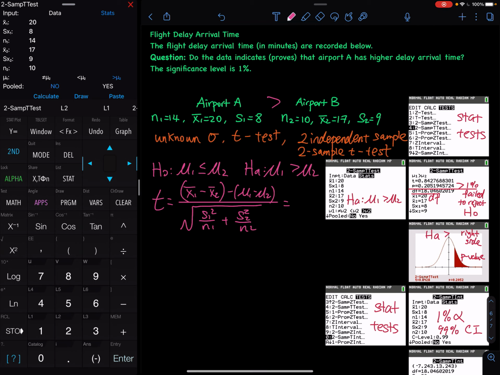So we take this from our calculator, and we also have to report the p-value and the degrees of freedom. Once everything is ready, you hit calculate, and you will get the p-value.